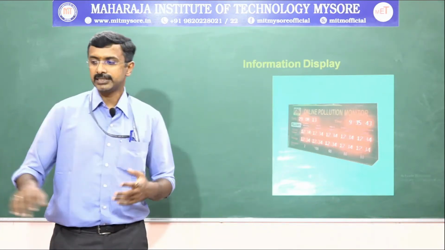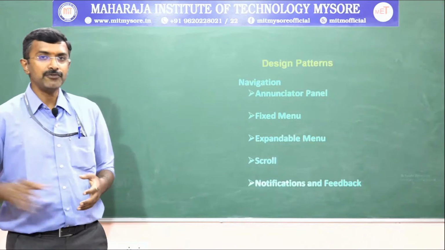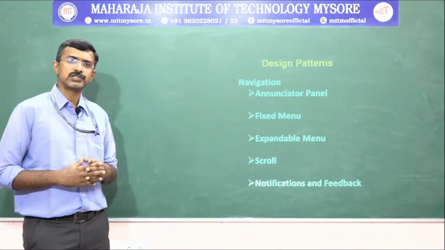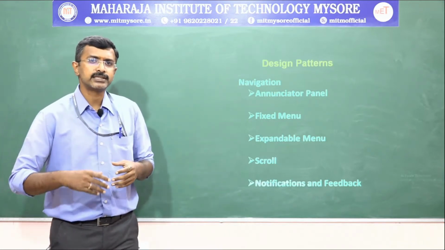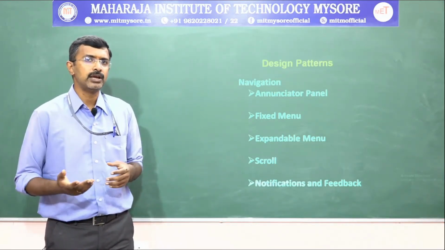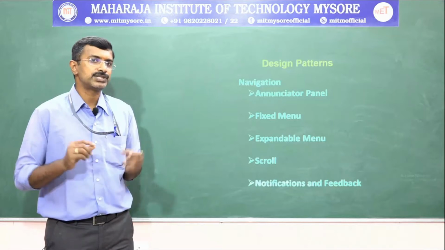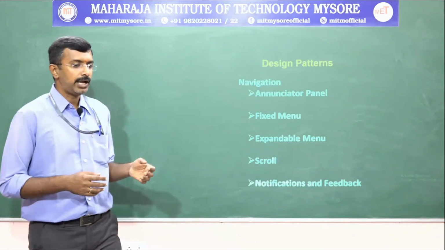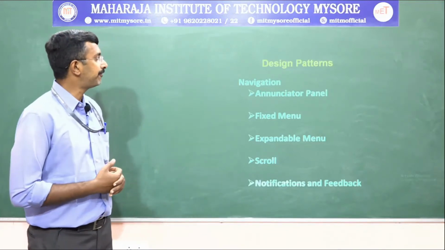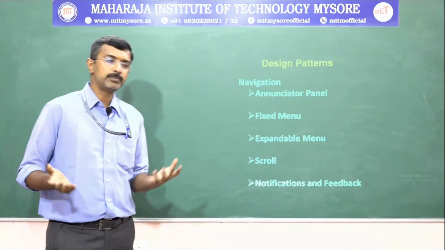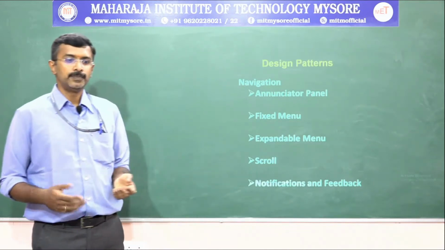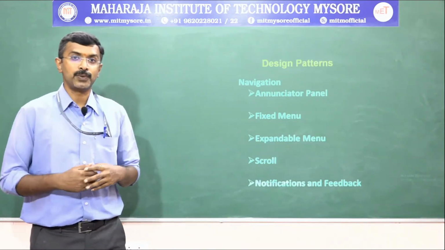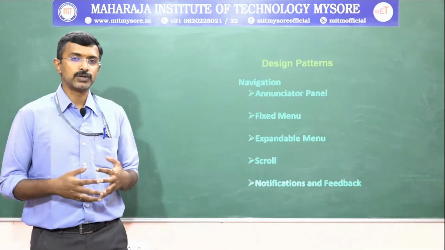So with this, let's go through a few of the navigations which we can have. Which means what exactly we are seeing in the navigations here is, there are different ways or screens which we can display, or different parts of our screens which can be used to convey a few things. Say there is an indicator panel, there is a fixed menu, there is an expandable menu, there is a scroll, there are notifications and feedback. We'll be wondering, do we have all these things in our mobile? Yes, of course we have it.